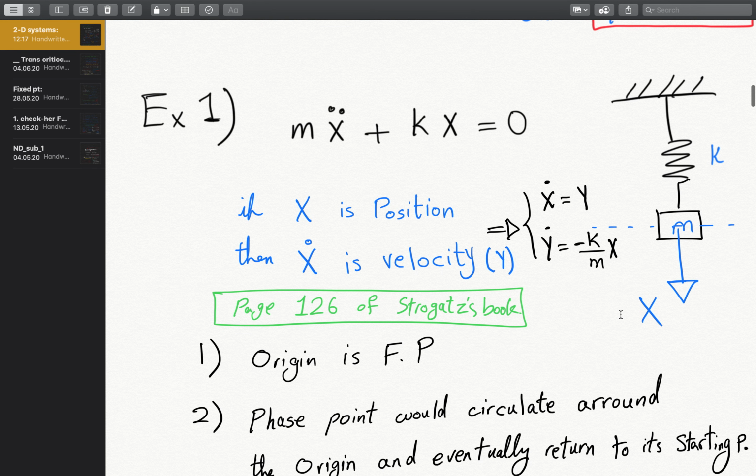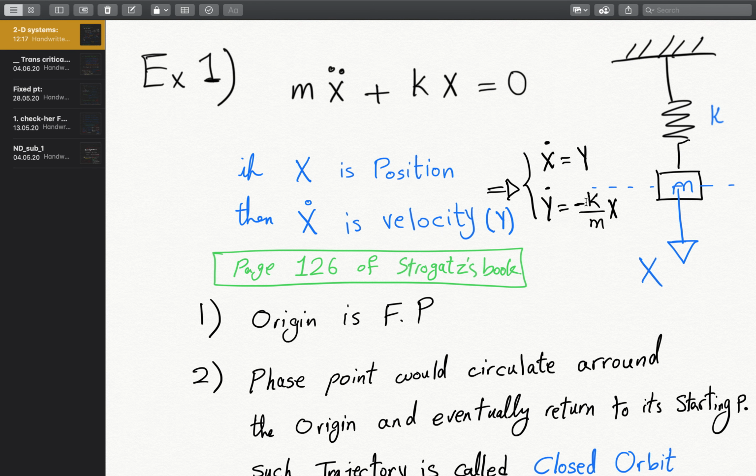This is an example. It's the example of a simple harmonic oscillator. Suppose that you have a spring here and you have a mass here, and this is the positive direction of x. If I take this mass and push it or pull it, doesn't matter, if I give a force to it, then you will see a change here, which is an oscillation, right? If x is the position of it, then x dot is its velocity.